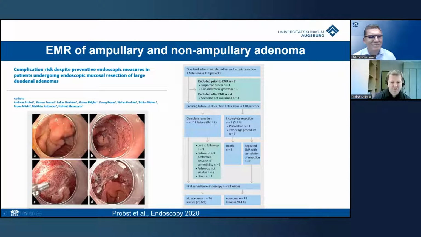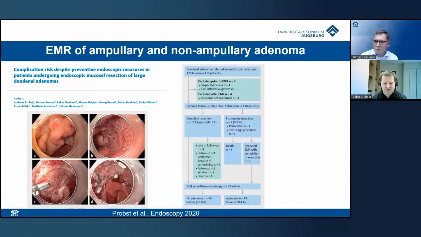Good evening together. We are always afraid of bleeding and perforation when we resect in the duodenum, and therefore we performed a prospective study to evaluate the real life regarding this topic, and we included 118 adenomas. There were 87 non-ampullary adenomas and 29 ampullary adenomas. The size of the lesions was big. A third was larger than 3 centimeters, and only a minority was smaller than 1 centimeter.